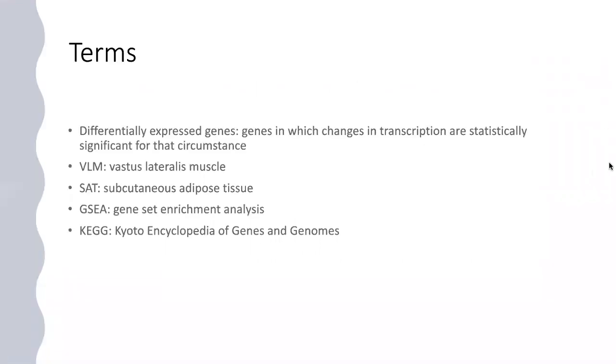So some terms that we wanted to go over before we started getting into our figure were differentially expressed genes, which are just genes that are changed in a significant amount. VLM, which is vastus lateralis muscle. SAT, subcutaneous adipose tissue. GSEA, gene set enrichment analysis. And KEGG, which is Kyoto Encyclopedia of Genes and Genomes.